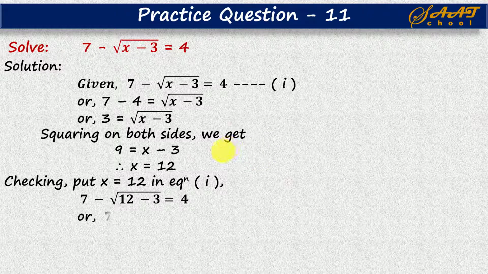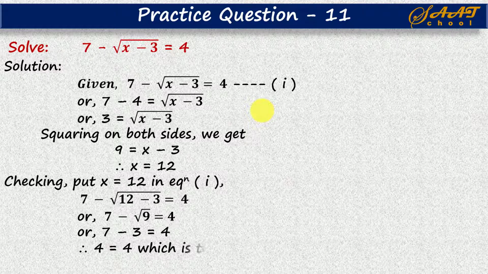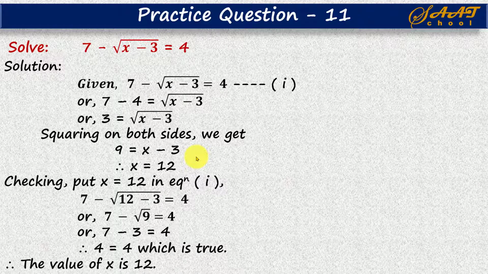Once you put the value of x equals 12 in the given equation and simplify, we have to check whether the left hand side is equal to the right hand side or not. In this case, the left hand side is equal to the right hand side, so we say this is true. If this is true, then the value of x is 12. So we can say the value of x is 12.